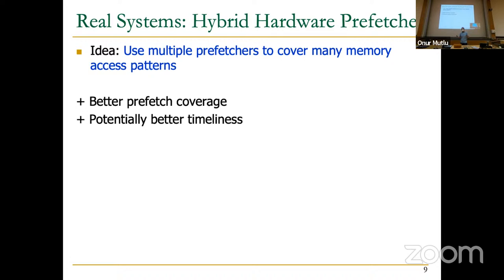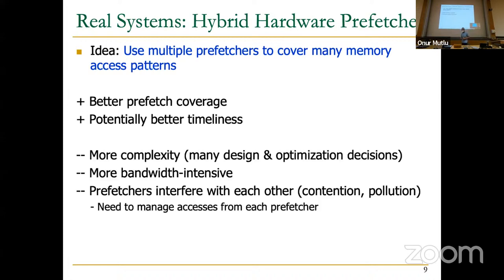So the idea of heterogeneous hybrid prefetchers, just like hybrid branch predictors, hybrid cache management policies, also exists here. Of course, whenever you add more things, you get more complexity and many more design and optimization decisions that you need to make. This is also more bandwidth intensive because more prefetchers are now requesting stuff from memory or the memory hierarchy. And prefetchers also start interfering with each other.